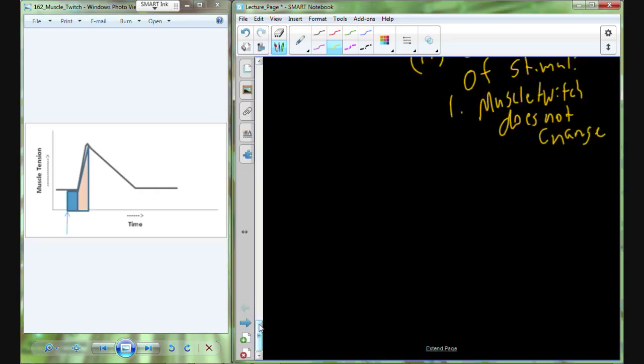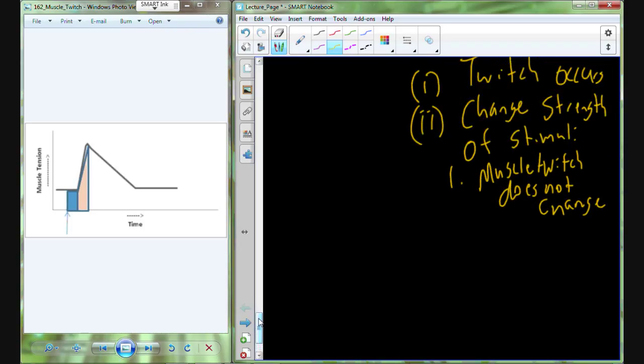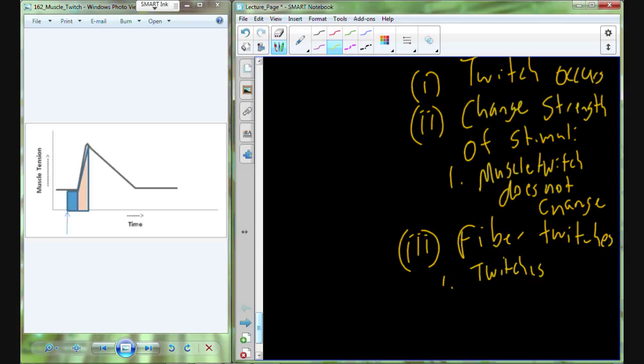So another way to put this is, if we stimulate the fiber to twitch, the fiber twitches at max strength every single time. Now, herein lies a little bit of a conundrum, and it's not really a big conundrum. I'm telling you that if you stimulate a muscle to contract, it's going to fully contract, right? But not really. What I'm telling you is an individual myofiber, if it's stimulated, is going to contract fully every single time.